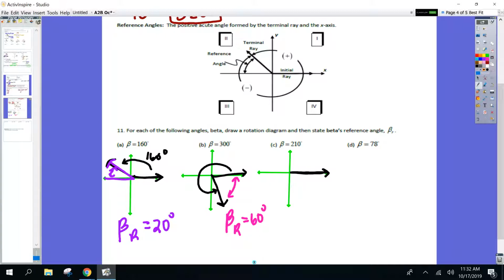Ooh, 210. That's closer to 180 than 270. What, Art? Good talk.